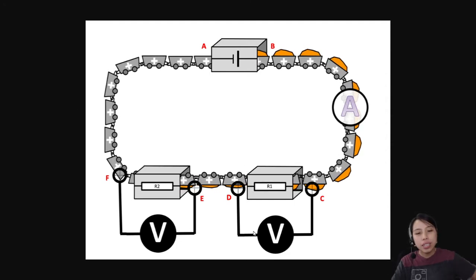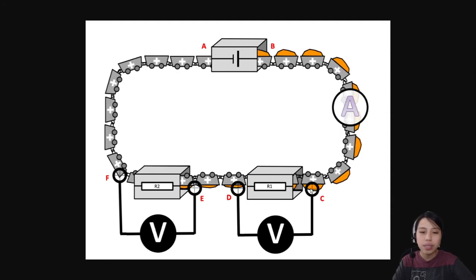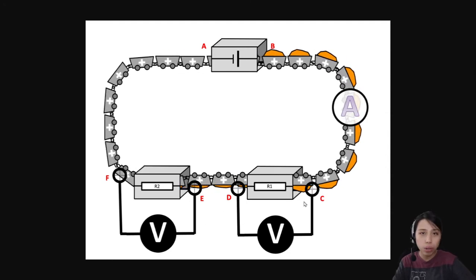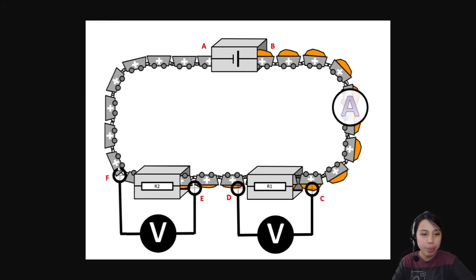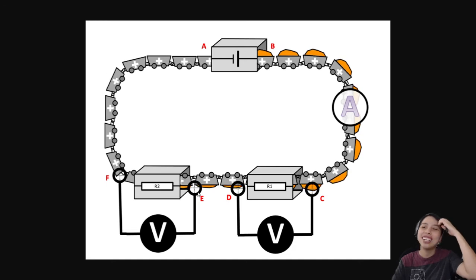So once again, these two voltmeters will look at the difference between point C and point D. What's the difference in energy per unit coulomb? Between point E and point F, what's the difference in energy per unit coulomb? That's the whole idea.